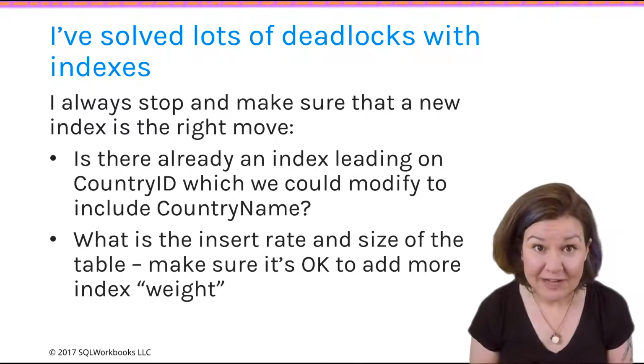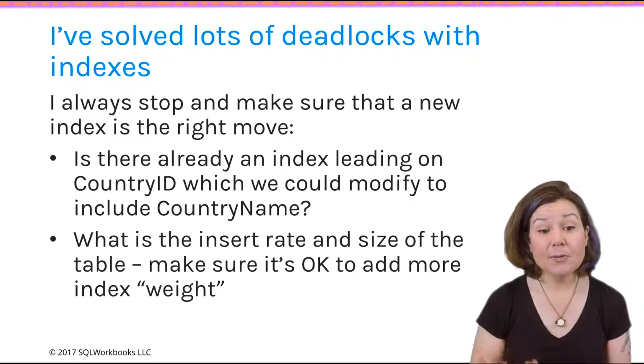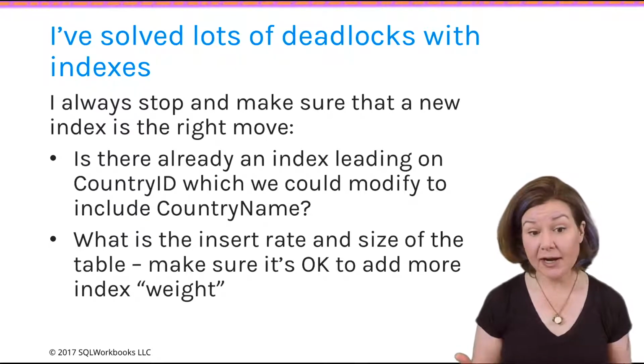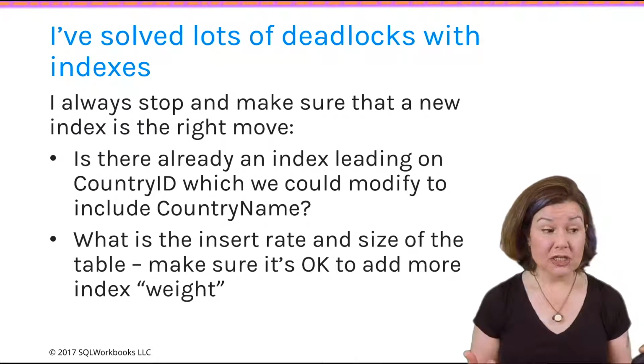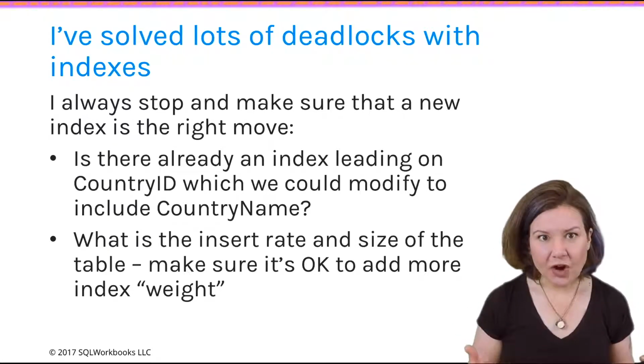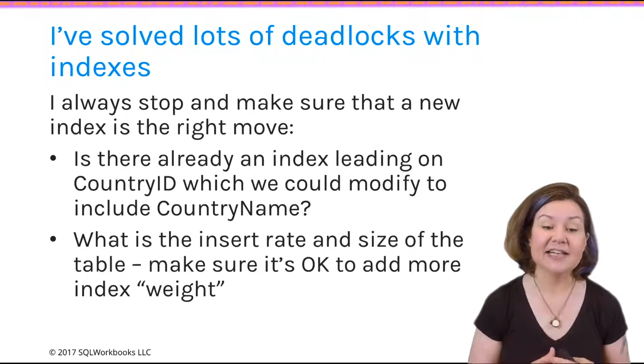Indexes are my favorite way to prevent deadlocks from coming back. And they're my favorite because it tends to be relatively low risk to add an index. When you're comparing changing T-SQL involved and adding an index, there's far less risk that you're going to make the data wrong for someone by adding the index.